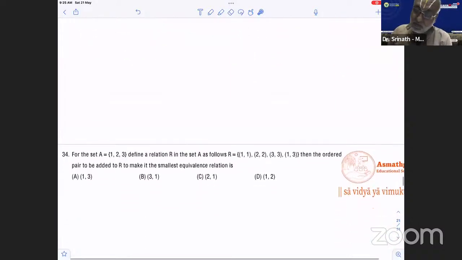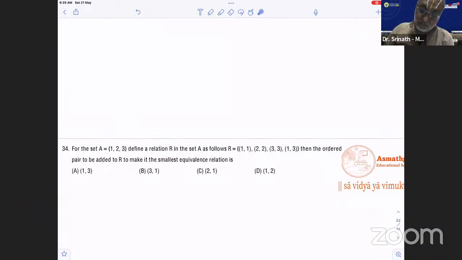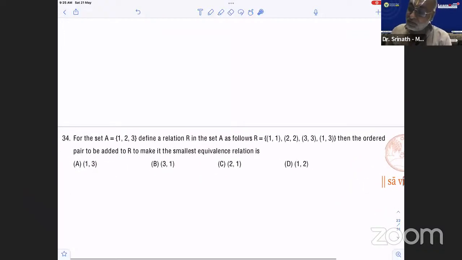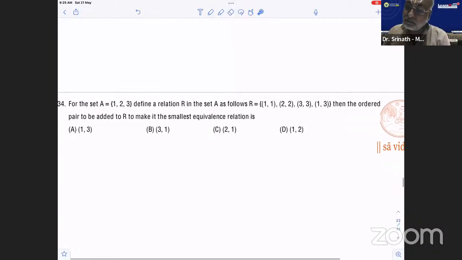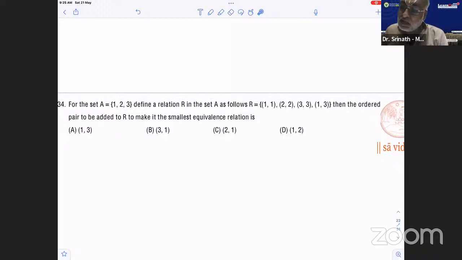There's a quick question. We should move on to the next one. This is the 34th. (1, 1), (2, 2), (3, 3), (1, 3). Then the ordered pair to be added to make it the smallest equivalence relation. Let me see what the options are. A, B, C, D are there. The student will type the answer A, B, C, D. Let me check who is going to give the correct answer.